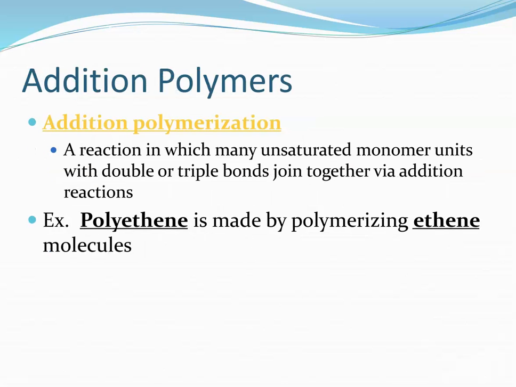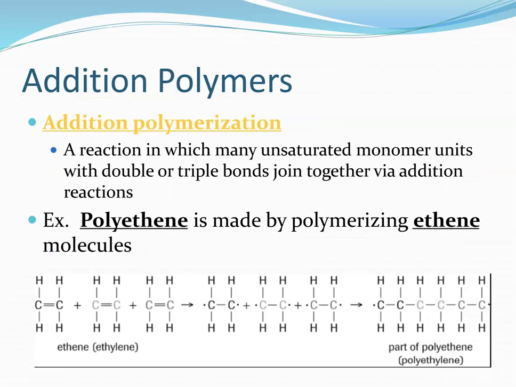Addition polymerization is used to combine monomers that have double or triple bonds. The reaction used in an addition reaction is similar to what you have already studied. Here, ethene molecules are combined to create polyethene.